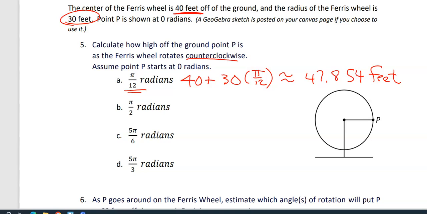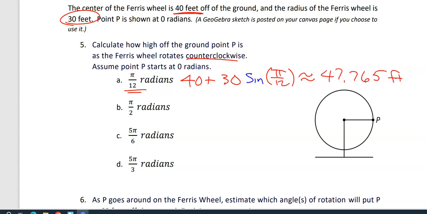Go ahead and look at the other 3. Turn the video back on when you're ready to continue. Sorry about that. Just after I stopped the video, I looked at the problem and realized I left out sine. We are looking for a distance here in terms of above the y-axis, and then radians, and it should be 40 plus 30 times the sine of pi over 12, not just 30 pi over 12. So go ahead and make whatever adjustments you need to make in the answers, and turn the video back on.